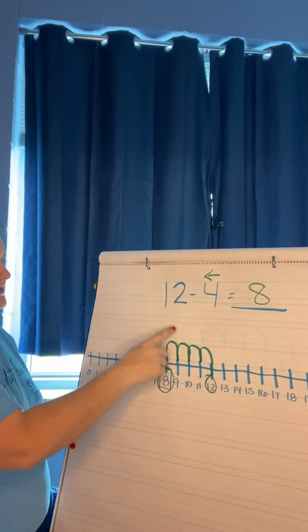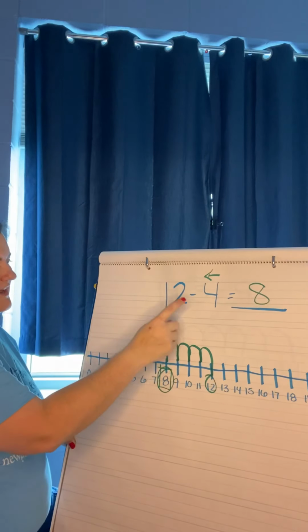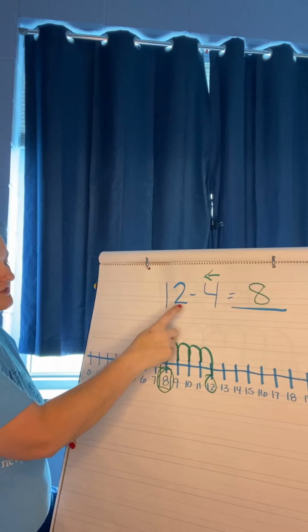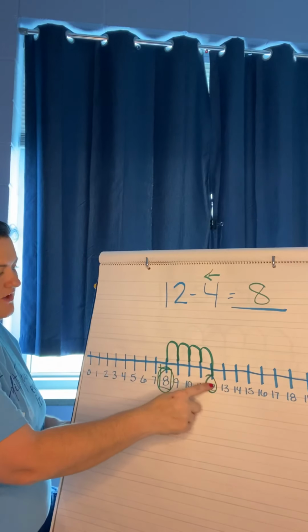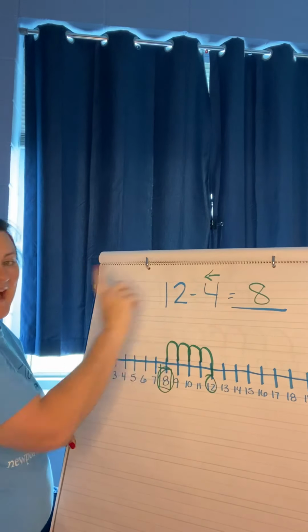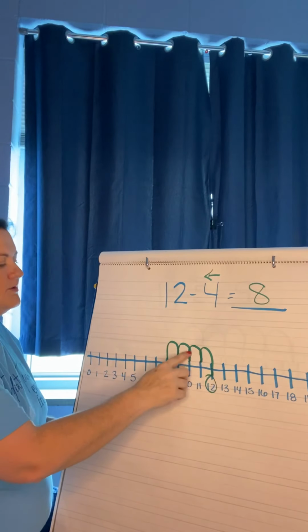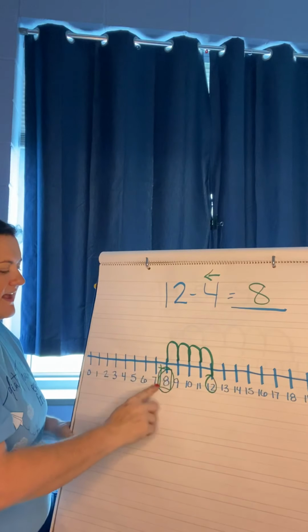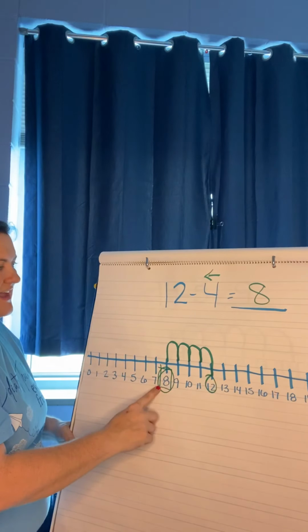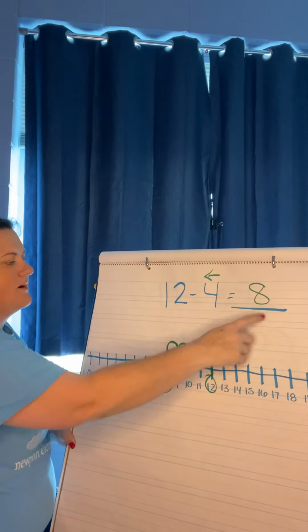So what you do is you look at your equation and I see that my big number, my total, is 12. So I came down here to 12 and it told me to hop backwards by 4 because we are subtracting. 1, 2, 3, 4. And that gave me the answer of 8. So 12 take away 4 is 8.